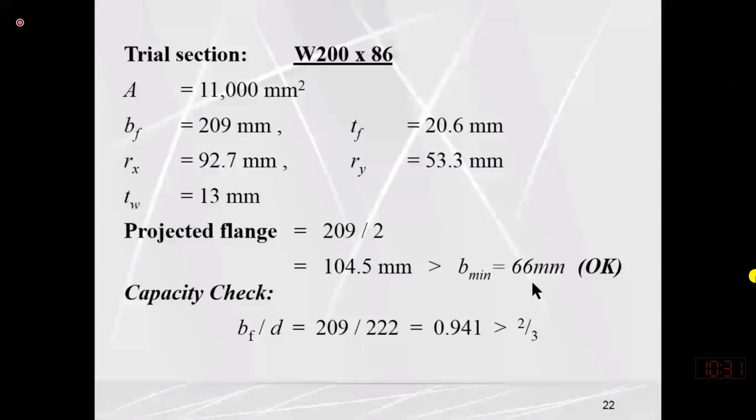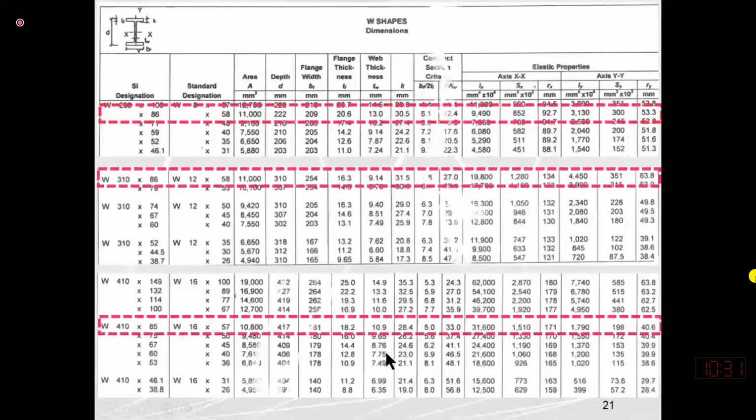Okay, now for this section, we know the BF value, actual, because the section detail is known. We actually know the depth. Depth is equal to 222, which I have picked from here. Okay, now you will see the actual BF over D value.